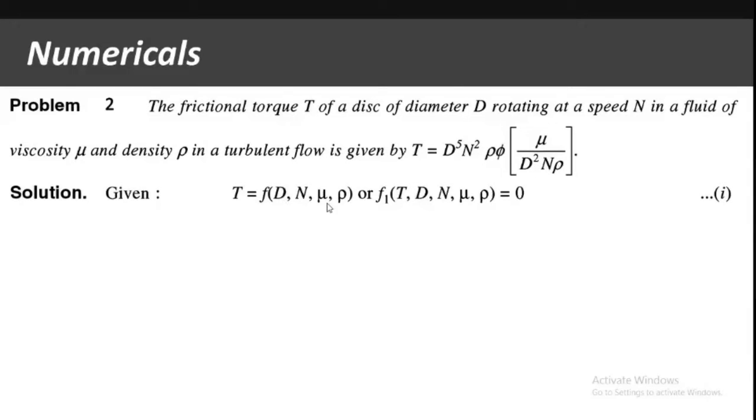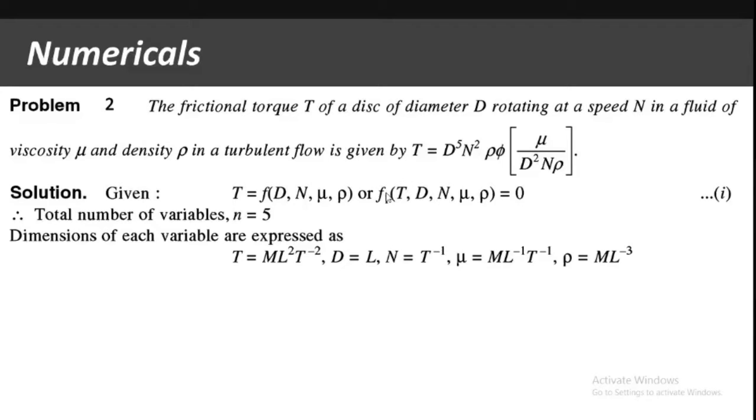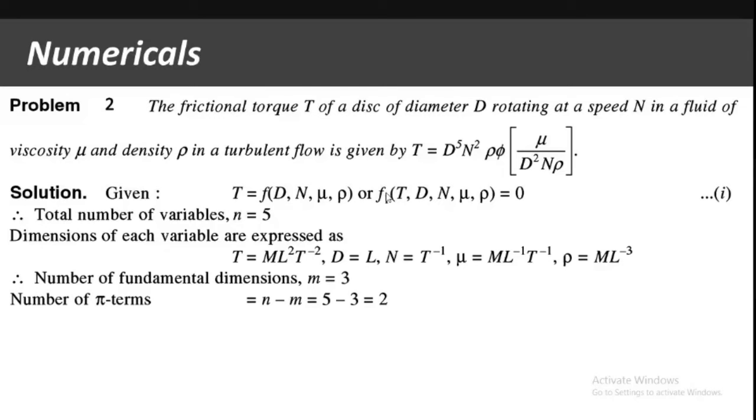Okay, so it is a function of d, mu, and rho. Or we can say the dimension is this function f1 of t, d, mu, and rho equals 0. So here how many variables are there? 5. And how many repeating variables? Repeating variables are always 3. Therefore the total number of pi terms is n minus m, so 5 minus 3, 2 pi terms are present.